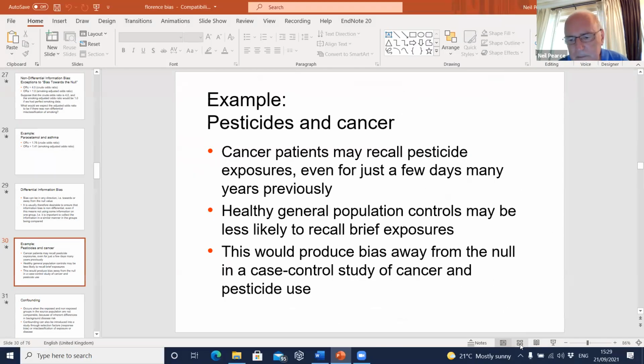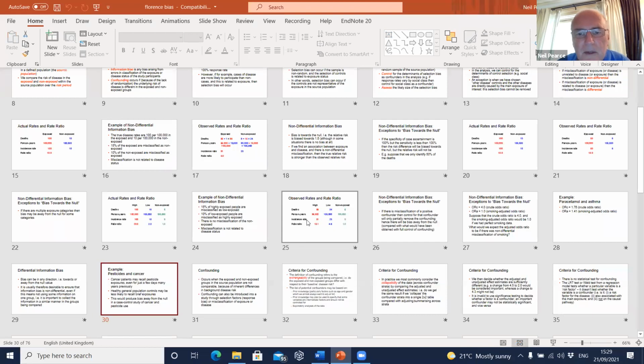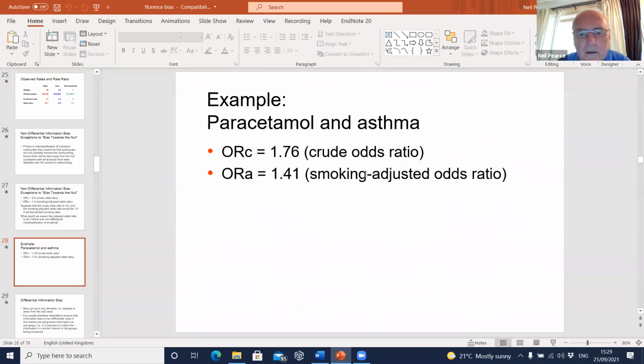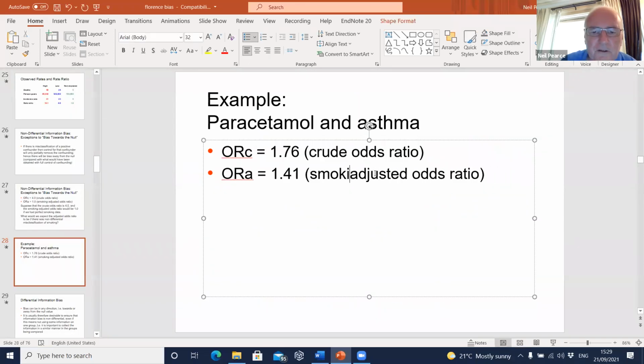Sorry, let me just, that shouldn't say smoking, it should say confounder adjusted odds ratio.